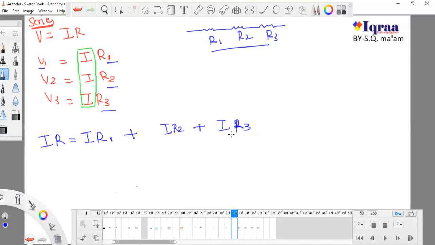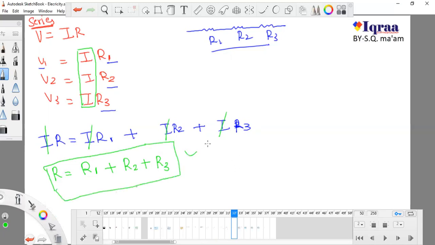Okay, IR3. Now if I cancel out this I, because the value of I is the same all over, what things will remain? The remaining things will be IR1, R2, and R3. So this is how I can identify the resistance of series. This is the formula. First of all, my basic aim was to identify that R.